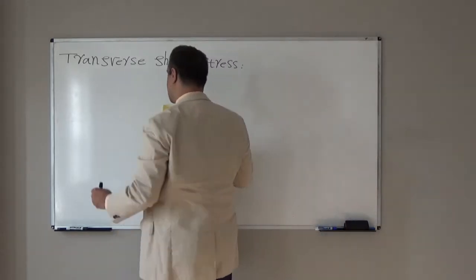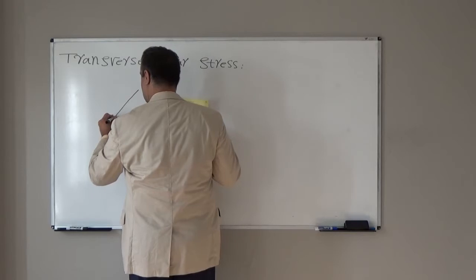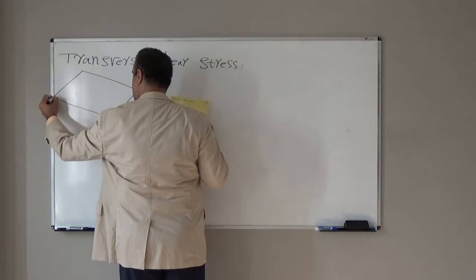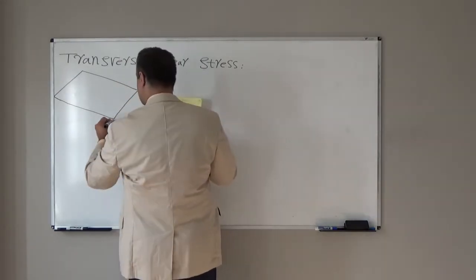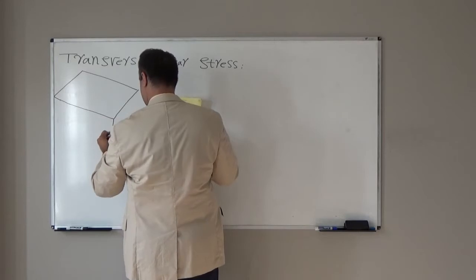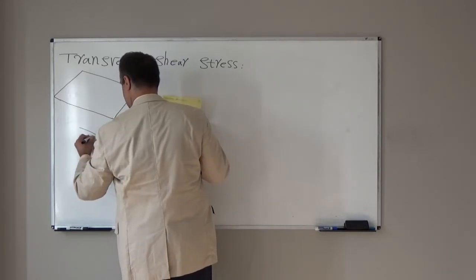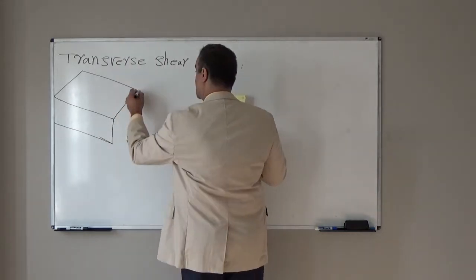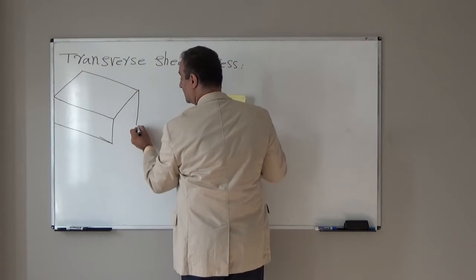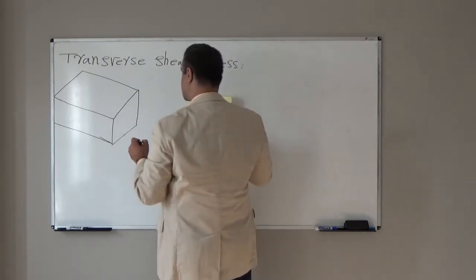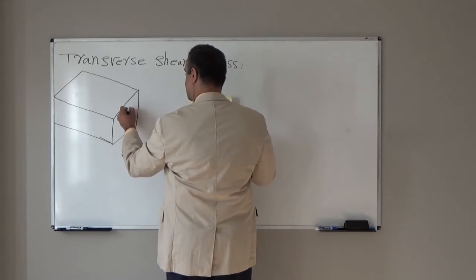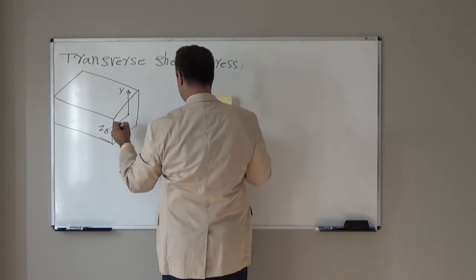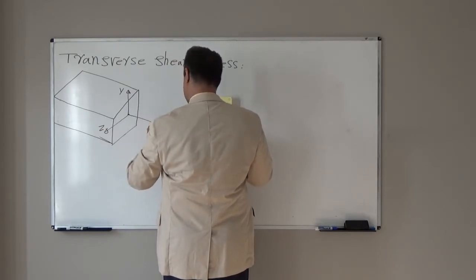If we have a beam element, one segment of the beam, in this segment, if I show the internal forces, assume this is the y direction, this is the z direction, and this is the x axial direction.